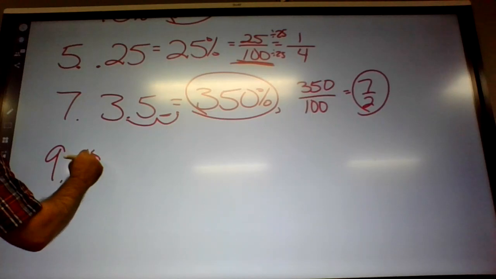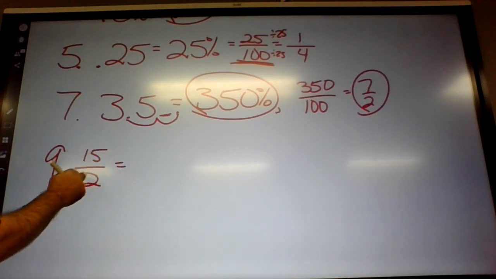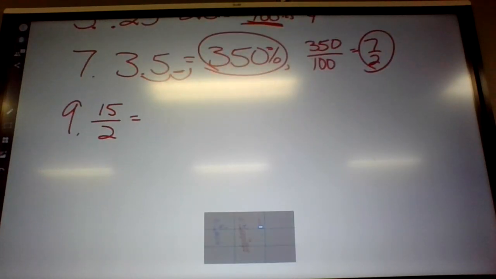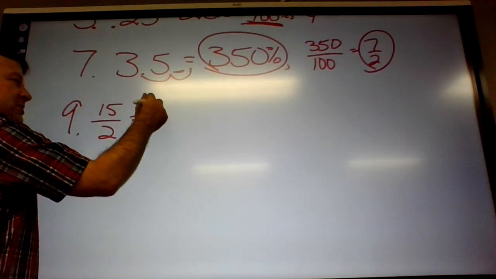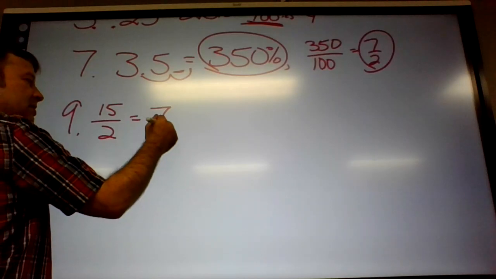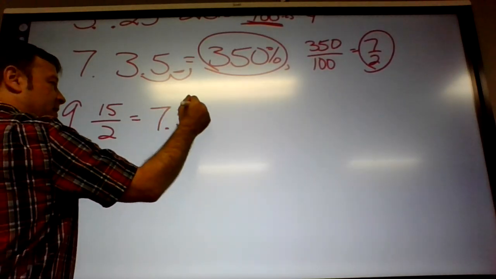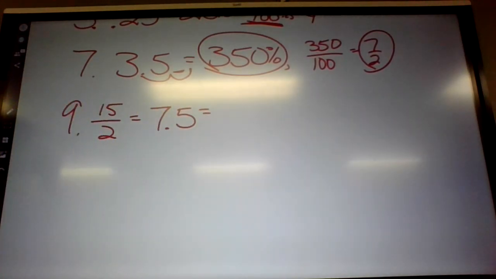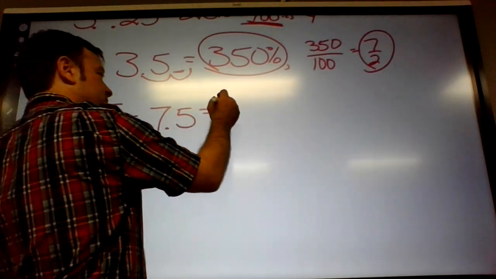Next, 15/2. Bella, do you remember, how do we turn a fraction to a decimal? 15 divided by 2. Does anybody know that off the top of their head? Or maybe Bella does. I already did, 7.5. It's like 7 with a remainder of 1, so 7 1/2, 7.5. And what's that as a percentage? 750%.